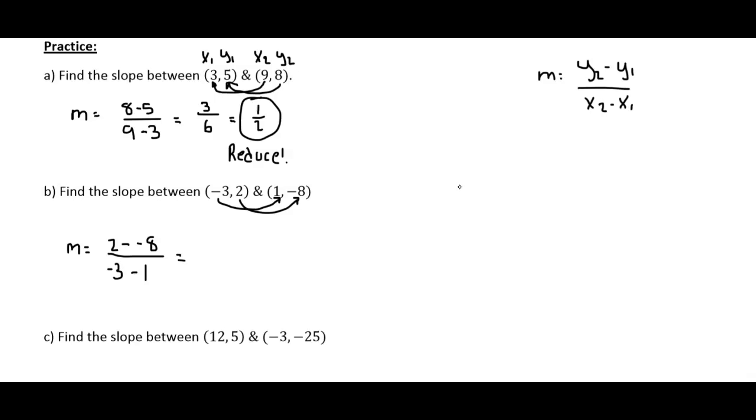And then you can use a calculator, or you can use your idea of subtracting negatives. So 2 minus negative 8 would actually become 10 over, and then negative 3 minus 1 would become negative 4.